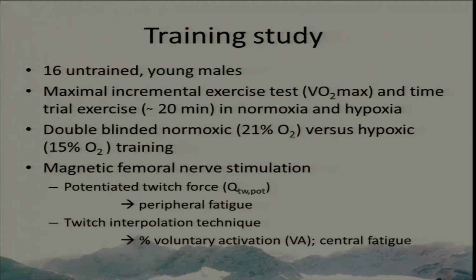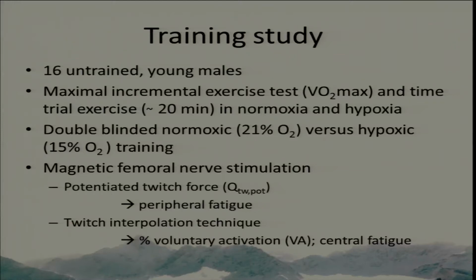Now to the study setup. What did we perform? We had 16 untrained healthy subjects with an average age of 28 years. We asked them to perform a maximal incremental exercise test as well as a time trial test. With the time trial test, relative to their achieved power output or work in the maximal incremental exercise, they were given a work which they had to complete as fast as possible. Both tests were performed under normoxic and under hypoxic conditions.